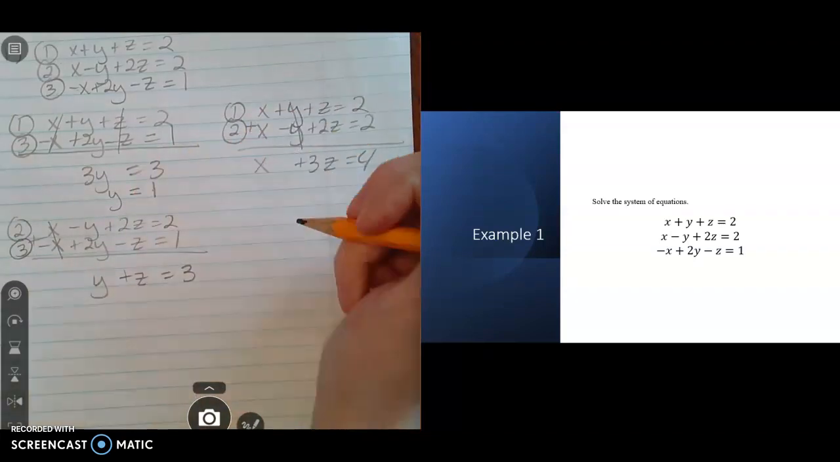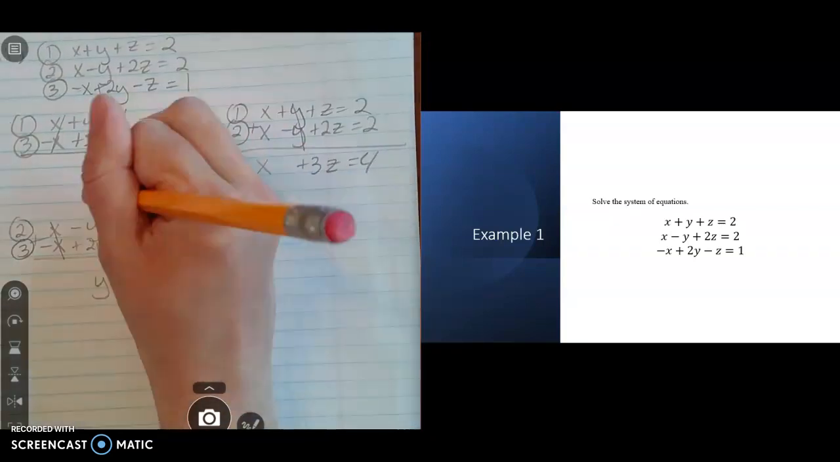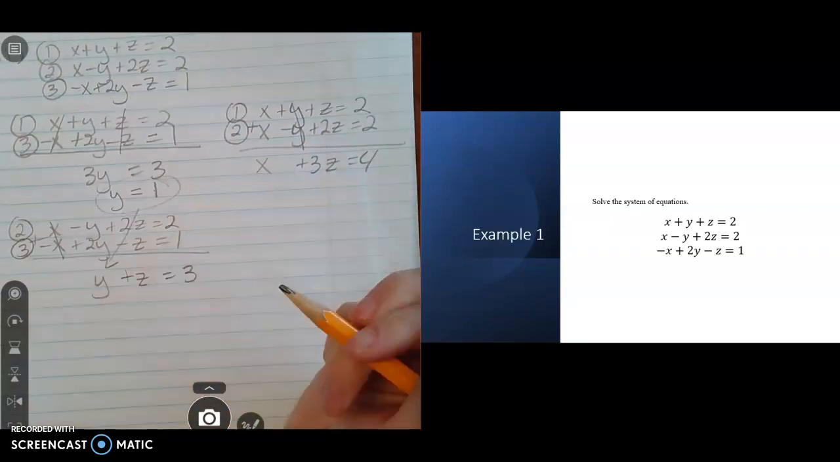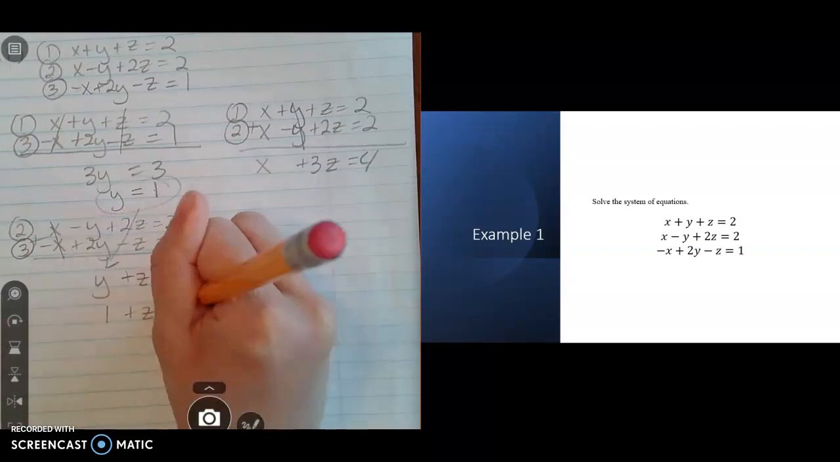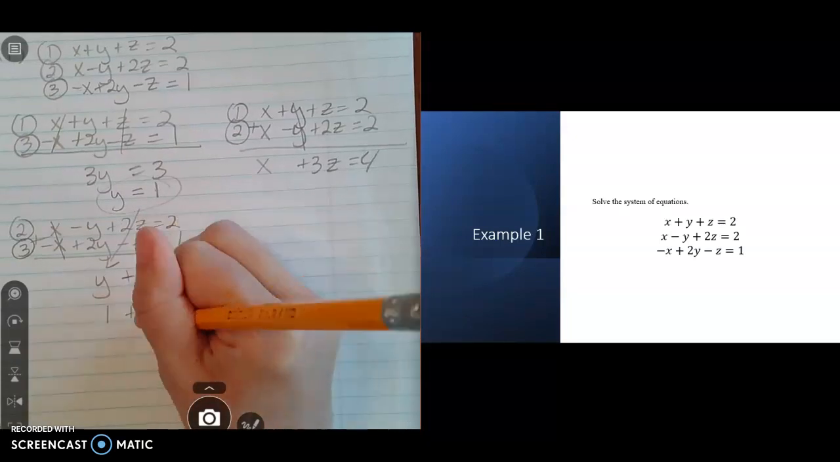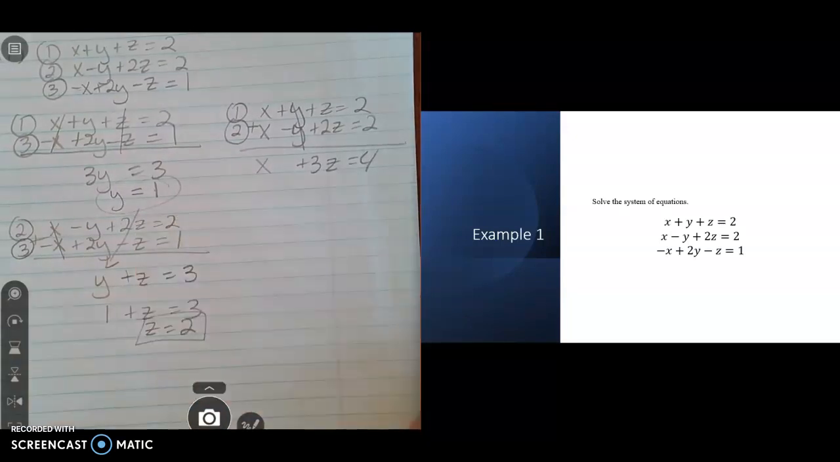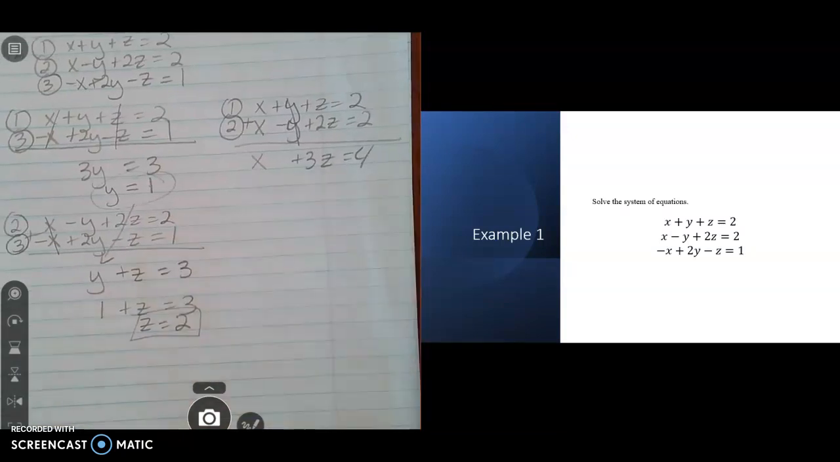That's helpful because I have y is 1, and I can substitute that right here for y. So now I've got 1 plus z equals 3, and I'll subtract 1 from both sides to get z is 2. So that's helpful. And then this other little equation, which I thought, oh, why did I do that? Now it's actually helpful because it'll help me find my x.